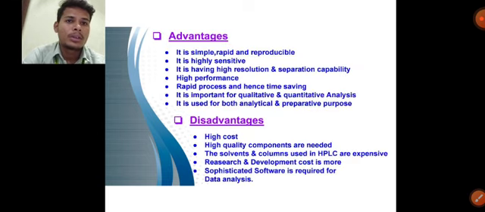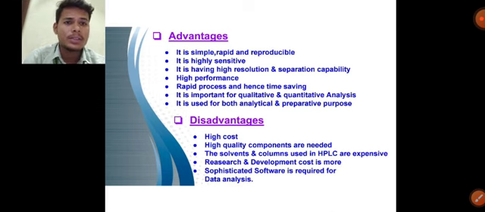The advantages of chromatography: it is simple, rapid, and reproducible. It is highly sensitive. It has high resolution and suppression capability, high performance, rapid process, and hence time saving. It is important for qualitative and quantitative analysis. It is used for both analytical and preparative purposes.